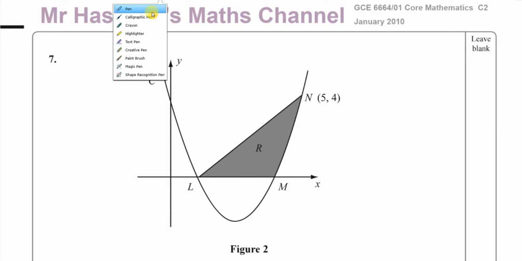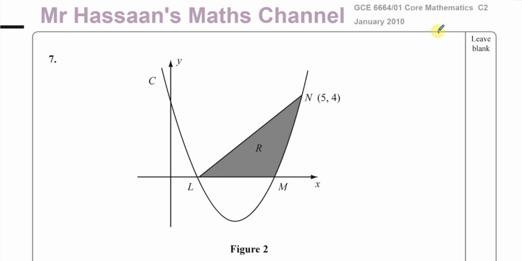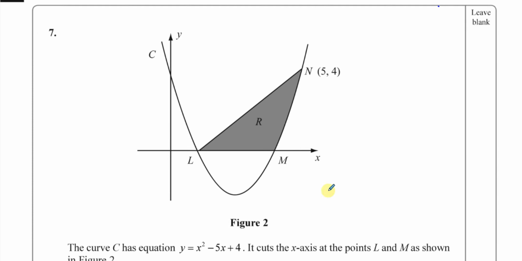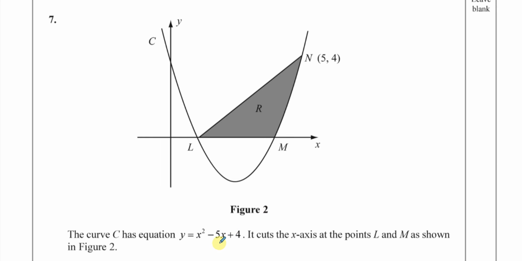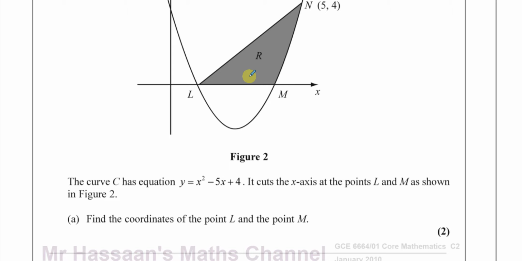This is question number 7 from the January 2010 old C2 GCE Edexcel paper. And this is a topic which is in now P2, as it was in C2 before, basically about integration. The question here, number 7, first of all tells us that the curve C has equation y equals x squared minus 5x plus 4, and it cuts the x-axis at the points L and M, as we can see in figure 2. Find the coordinates of the point L and the point M.